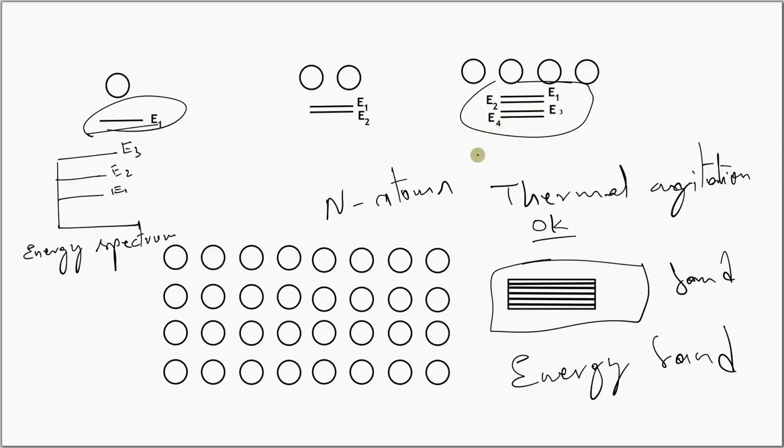If you have a large number of atoms like this, we might get a band of energy levels like this. An energy band is nothing but energy levels that are closely spaced to one another. The difference between the energy levels could be less than 0.01 electron volt. So the energy level difference is very small and they form a group, and the group of energy levels is called an energy band.